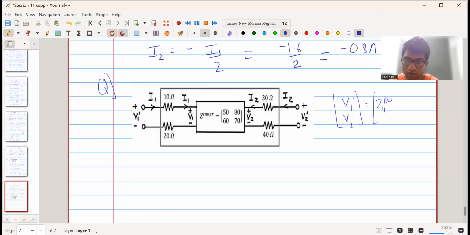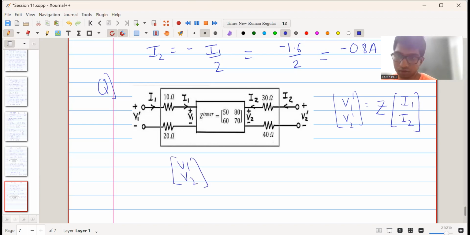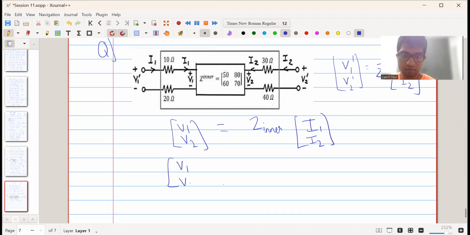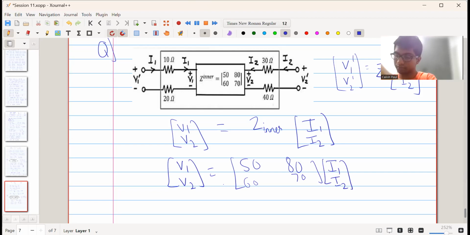Z outer matrix into I1, I2. Okay, the Z matrix we will denote later. So now what do we know? We know V1, V2 is equal to Z inner into I1, I2. This is Z outer. So we have V1, V2 is equal to 50, 80, 60, 70 into I1, I2.